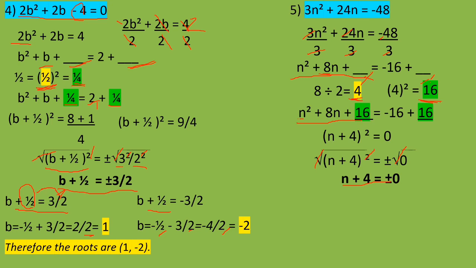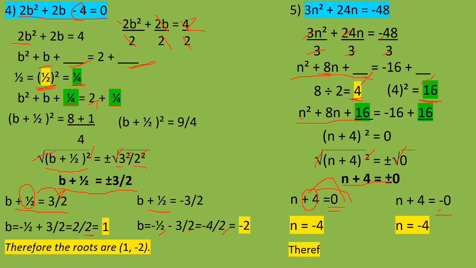So, pag i-equate natin ito, pareho lang ang sagot. Kasi 0 man siya. So, n plus 4 is equal to 0. At ganun din yung isa, n plus 4 is equal to negative 0. Ngayon, pwede na natin simplify. So, n is equal to, ilipat natin si positive 4 over equal sign, or kabila ng equal sign, si positive nagiging negative. Kaya n is equal to negative 4. Ganun din dito. Since 0 man ito, pareho lang sila ng sagot. So, n is equal to negative 4. Therefore, the roots is only negative 4.